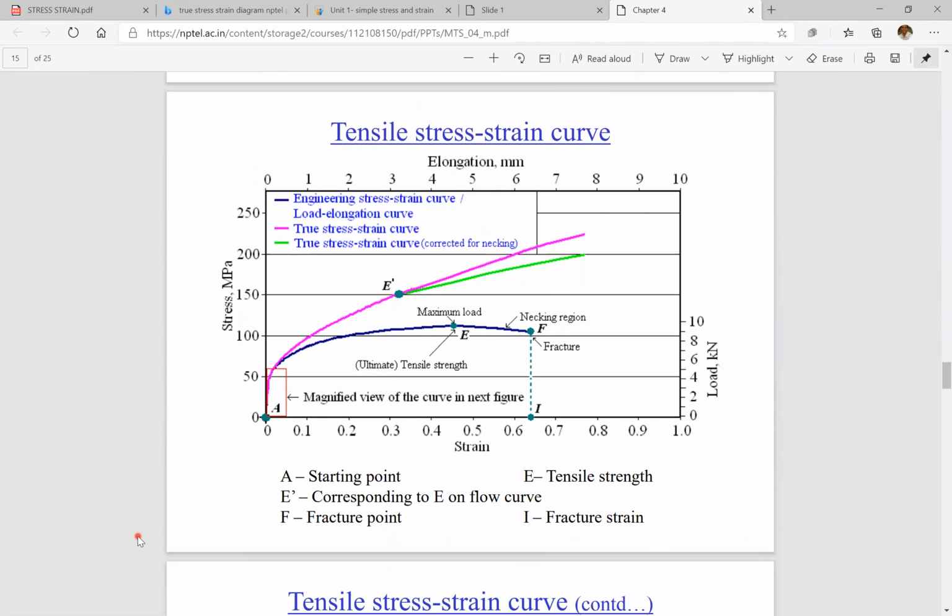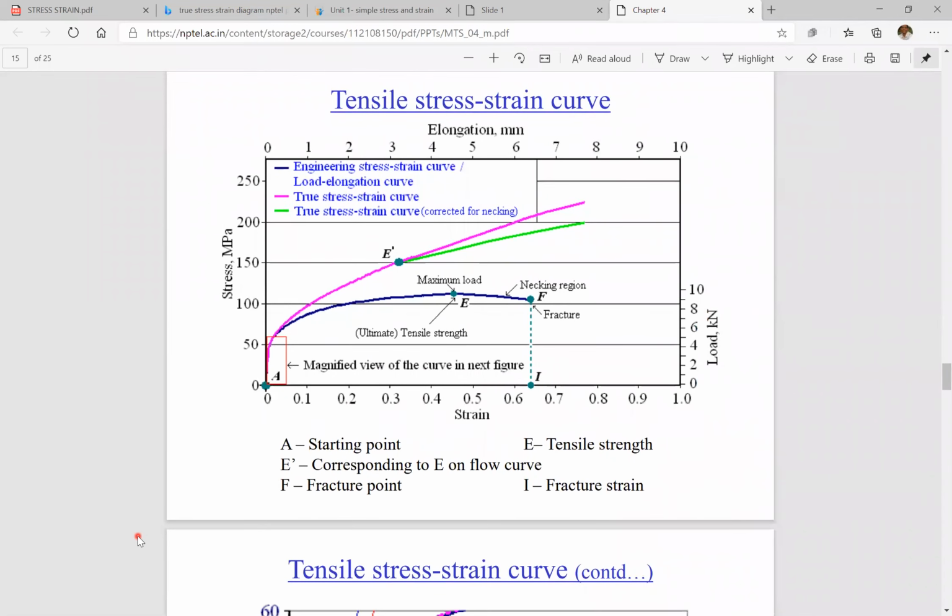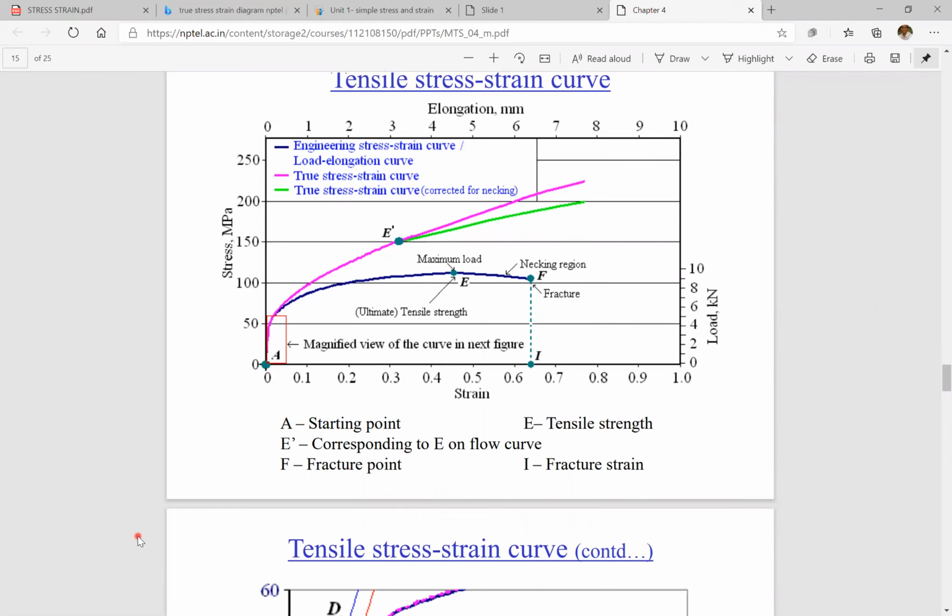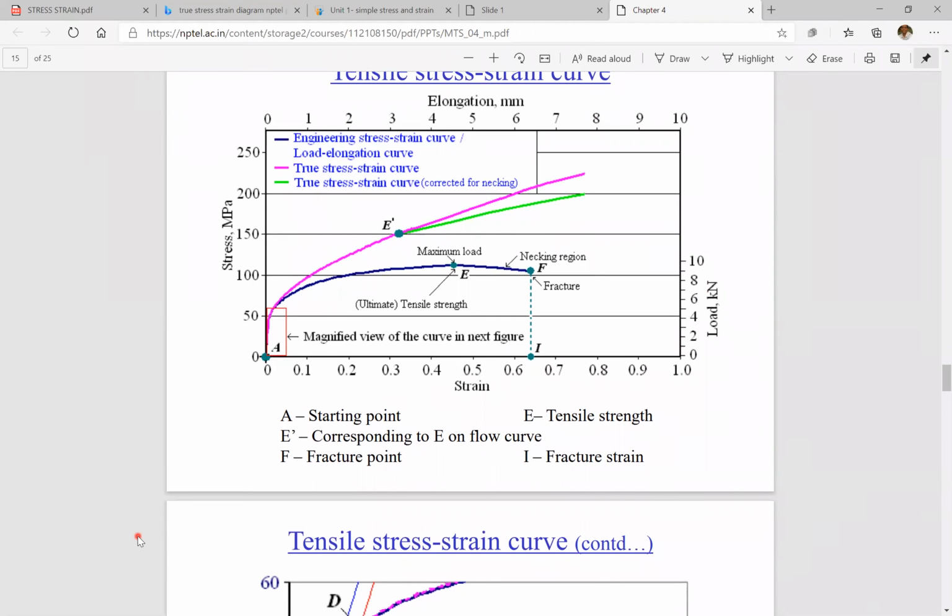So if you see the tensile stress strain curve here, I'll show you three diagrams. First one is the engineering stress strain diagram. Second one is the true stress strain diagram, and the true stress strain diagram corrected for necking. See, this is the stress strain diagram for the ductile material.